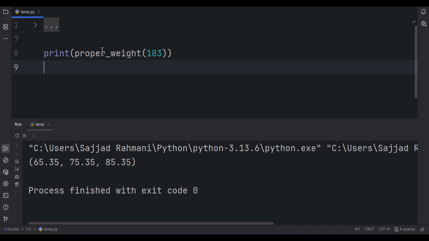How can we calculate the proper weight given the height with less than 5 lines of code? For example, suppose that your height is 183. In that case, you're going to get an output like this. For example, this one means that you better not be above this weight, and you better not be below this weight, and this is the midpoint of this range.